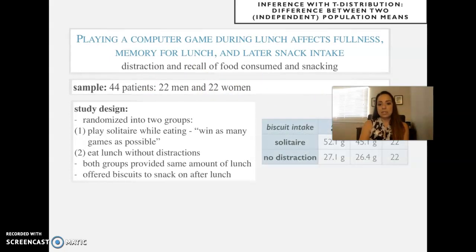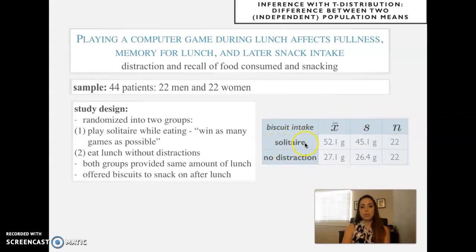Now here's our summary statistics. The group that played solitaire ate 52.1 grams of biscuits that they were offered after, and the no distraction group ate 27.1. Just by looking at the average, we see a difference there, correct? The group of people that ate lunch while distracted ate more than the other one. Now again, it's consistent with the hypothesis that distraction leads to more snacking later on.